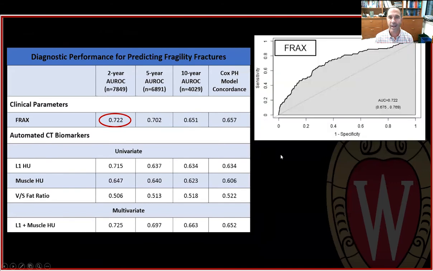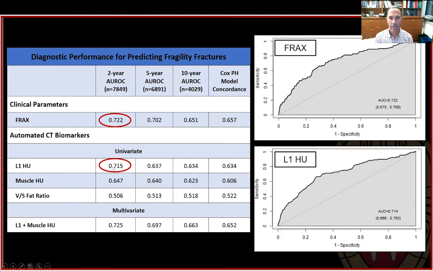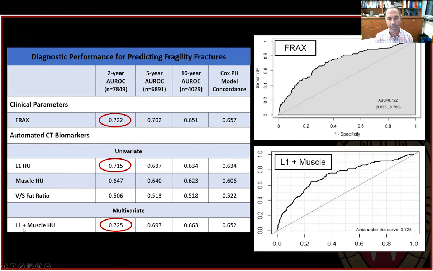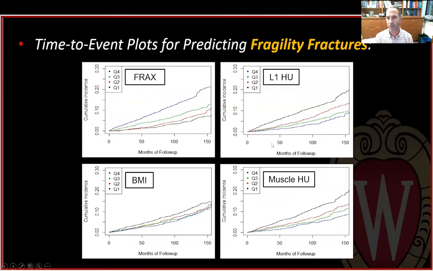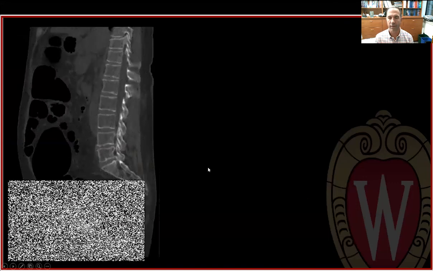Quickly turning to fractures, same story here. The FRAX score does fairly well to predict fractures if we look at the 2-year area under the curve. L1, however, does just as well, even though it's a much simpler single measure compared to a multivariate approach. And if you combine BMD, L1, and muscle, you improve things even a little bit more. And here are just those Kaplan-Meier curves to show, in fact, that there is good quartile separation.